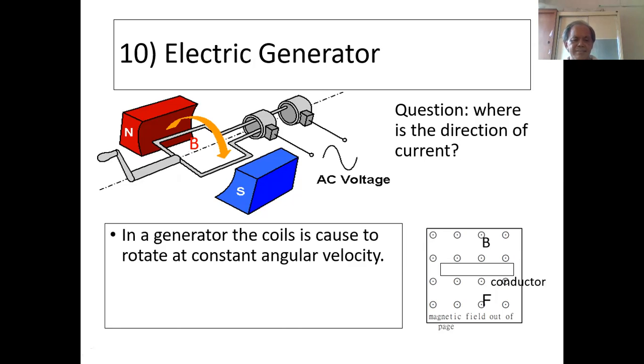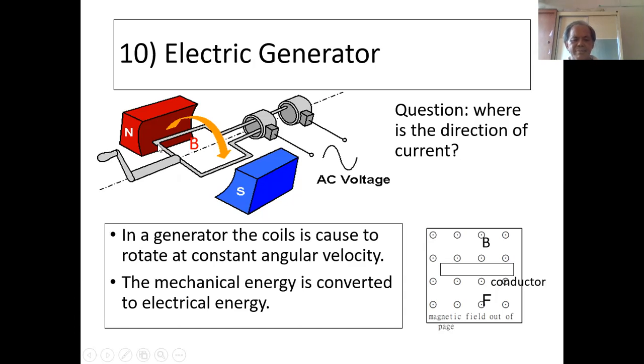Then look at the current. In generator, the coil, the magnetic field is going to the right. It's up to you, whichever. Right? In generator, the coil is caused to rotate at constant angular velocity. So when you turn it, mechanical energy, you got electrical energy coming out. So mechanical energy convert into electrical energy. So if that is your field, B, right? Up to you to decide which one is right, which one is left, which is in, which is out. So I choose this magnet is in, this is out, so the field is coming out.